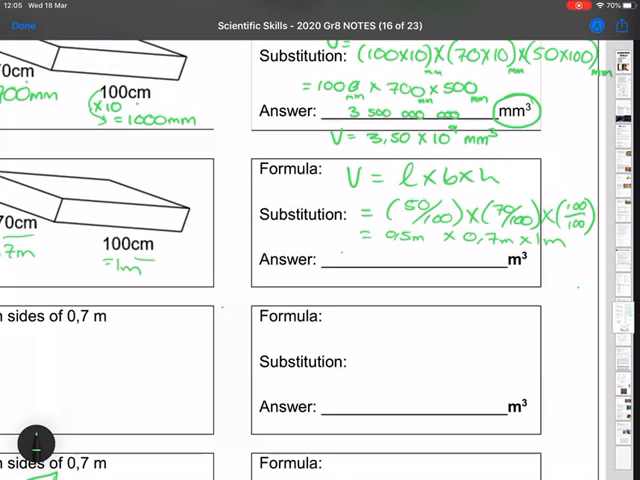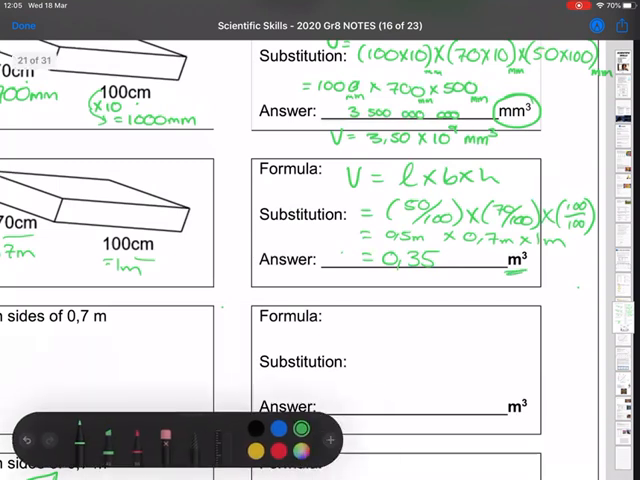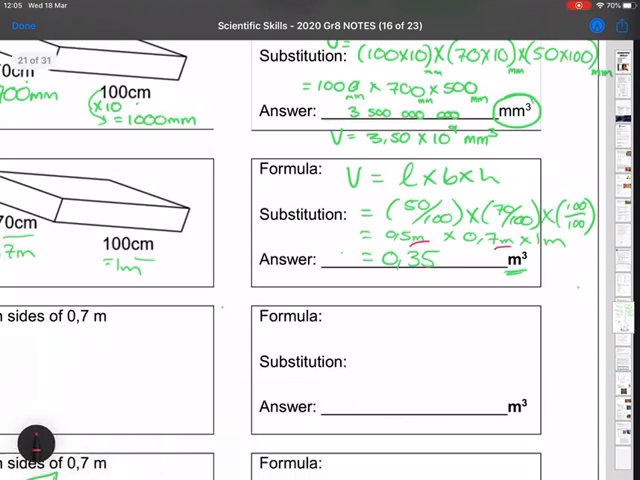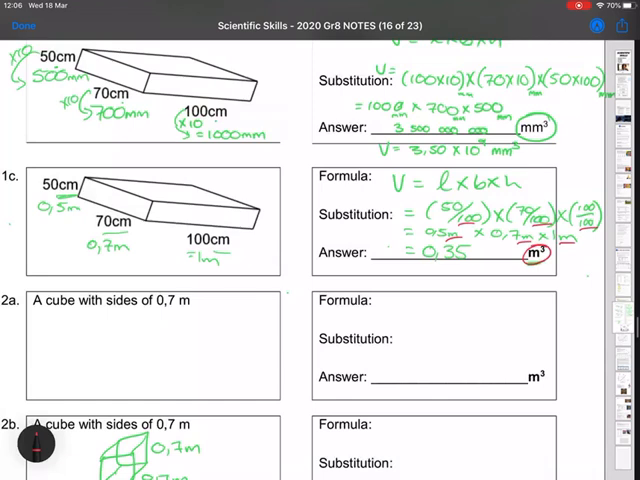Okay, when you press buttons on your calculator, you should get that that is 0.35 meters cubed. Remember, you've got a meter times a meter times a meter to give us meters cubed. You converted once, twice, 3 times because you've got a 3-dimensional object.